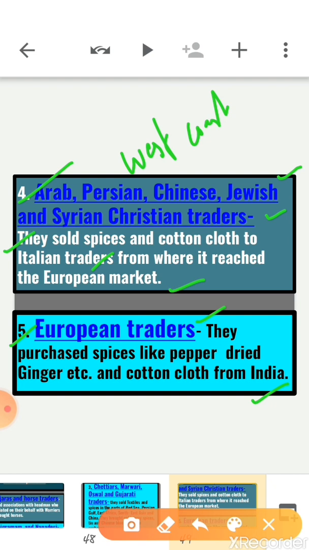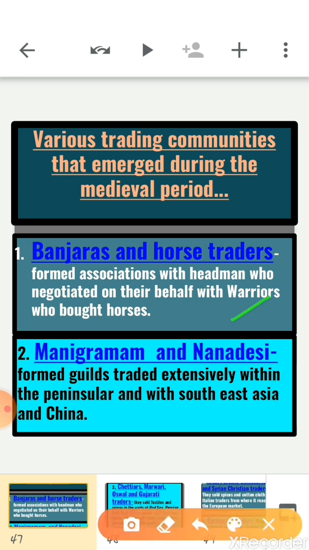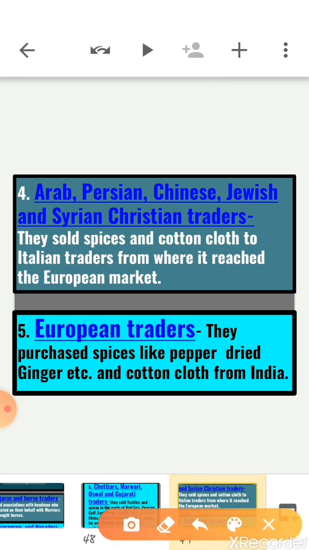So is it clear about the trading communities that emerged during the medieval time period in the Indian subcontinent, right? First we have Banjaras and horse traders, who traded in horses. Next we have Manigramam and Nanadesi. Third we have Arab, Persian, Chinese, Jewish and Syrian Christian traders who traded in spices and cotton cloth. Next we have European traders. They also traded in spices and cotton cloth.